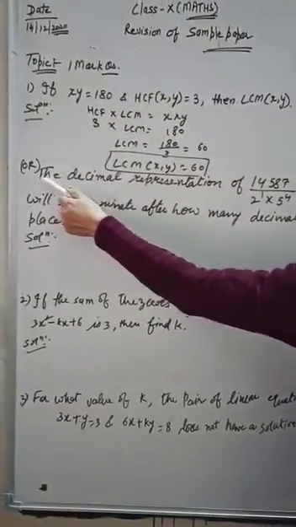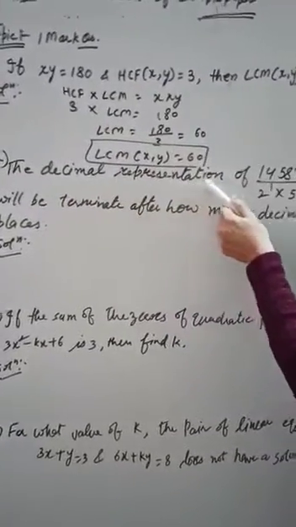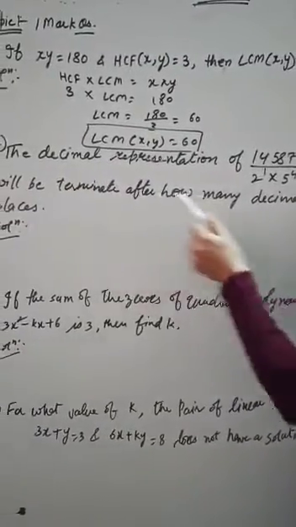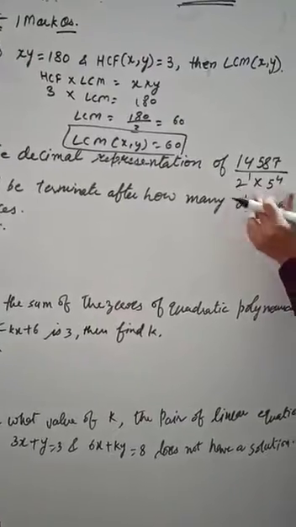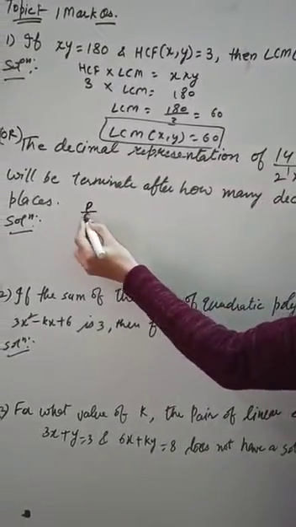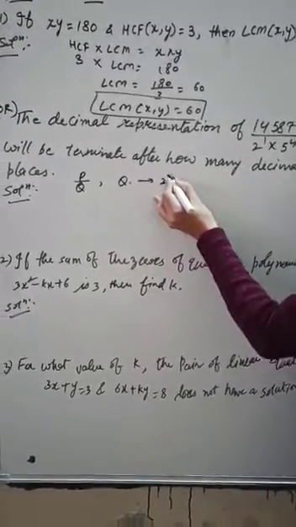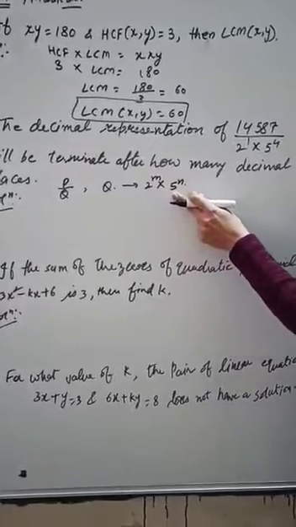Next is the OR part of the same question. First one: the decimal representation of this number will terminate after how many decimal places? As you know, we studied the theorem about the denominator. If any number is in the form p by q, and q is in the form of 2 raised to power n and 5 raised to power m, then it can be terminated.